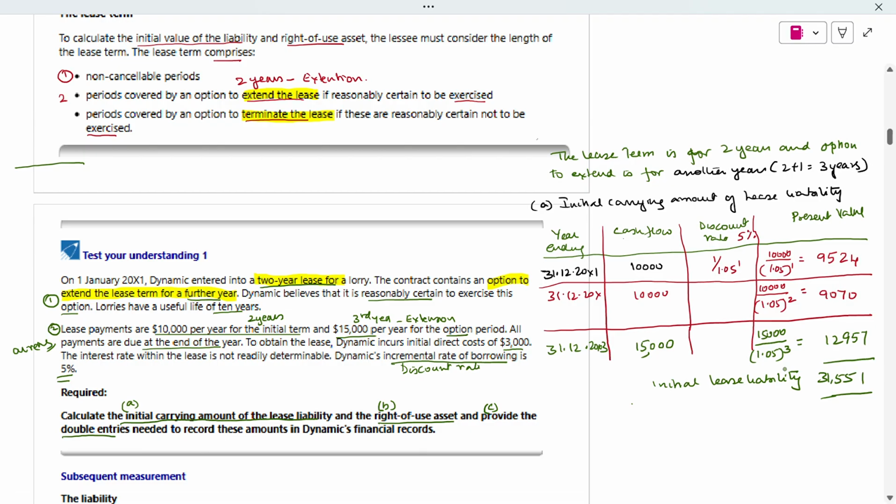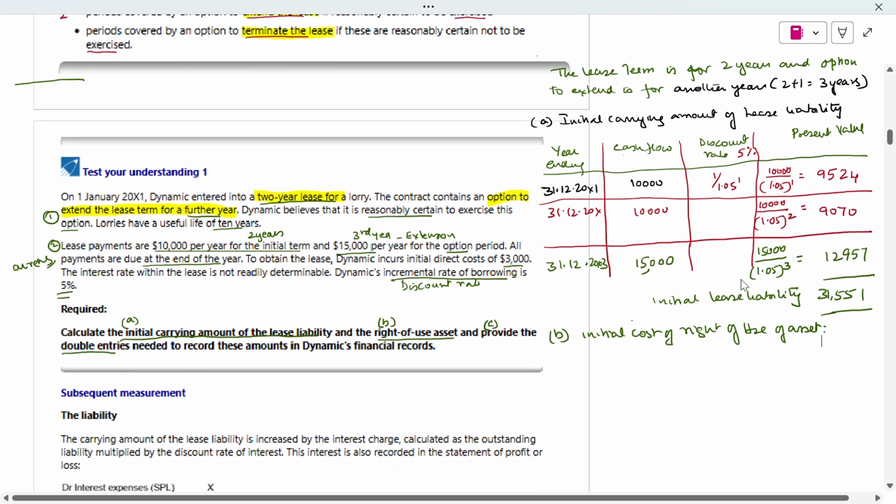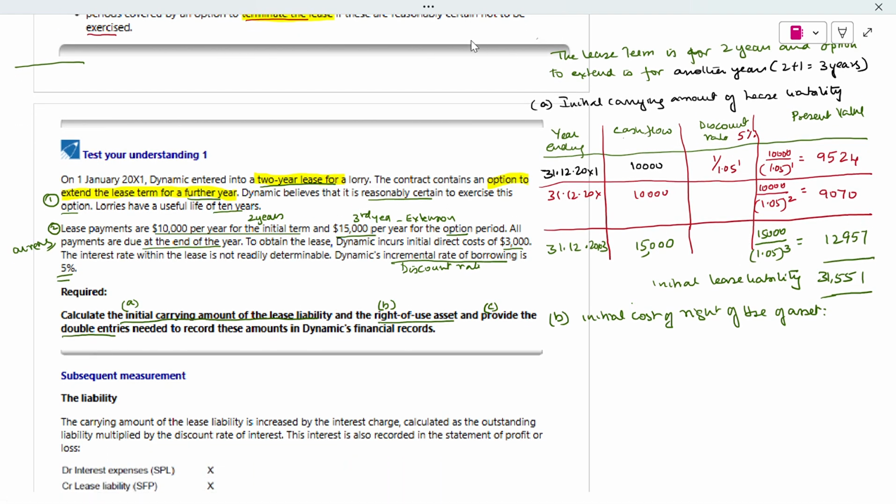Yes. Okay, this is the point. What is point B? Point B is nothing but the initial cost of right of use of asset. If you are taking the initial cost, what is the procedure? First, you have to calculate the initial lease liability. How much is the initial lease liability given in A? 31,551. Okay?